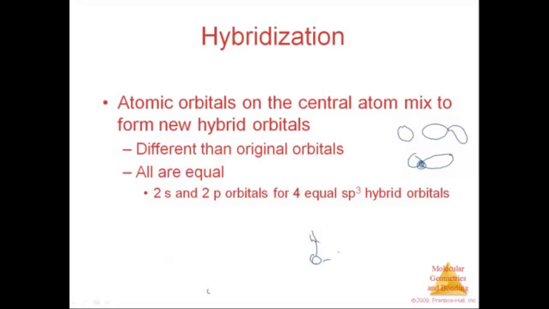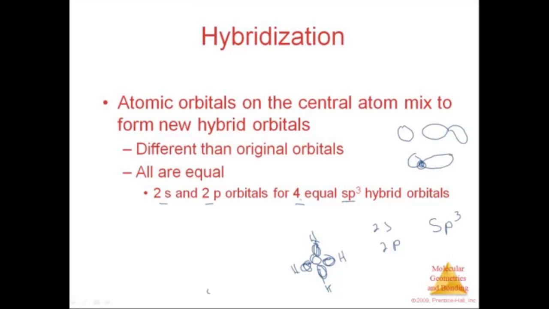So if I think about the methane, and it's got hydrogens, and I'm talking about these bonds here. Even though two of these were s orbitals and two were p from the central carbon, what we're saying is these are all the same. I'm not going to call them s, and I'm not going to call them p. I'm going to call them sp3s. I have four equal orbitals around the central atom, and I'm calling them sp3.